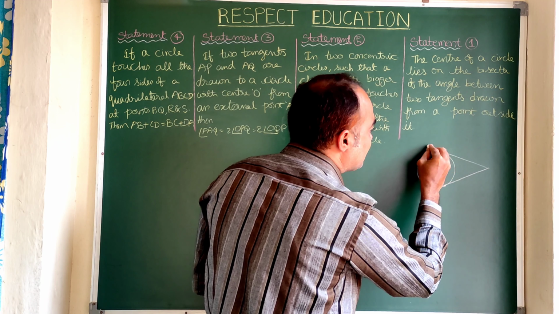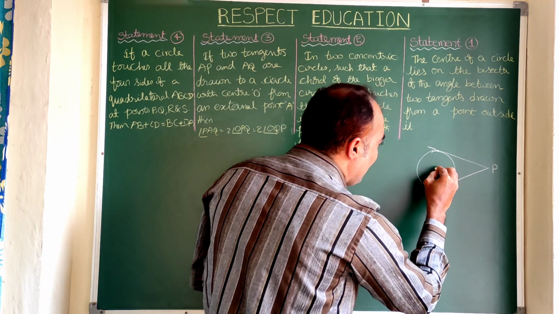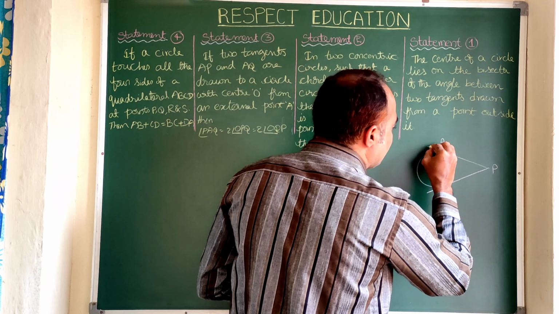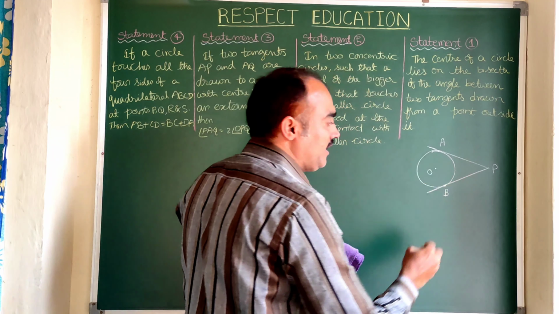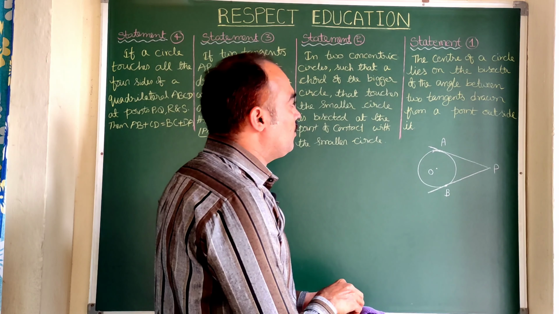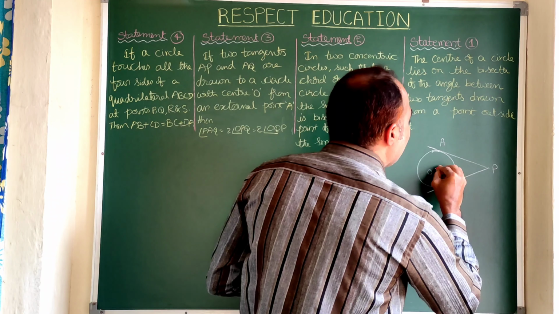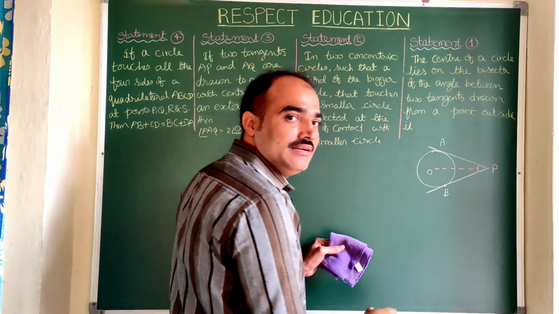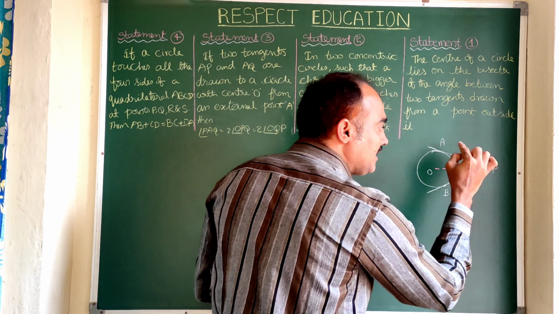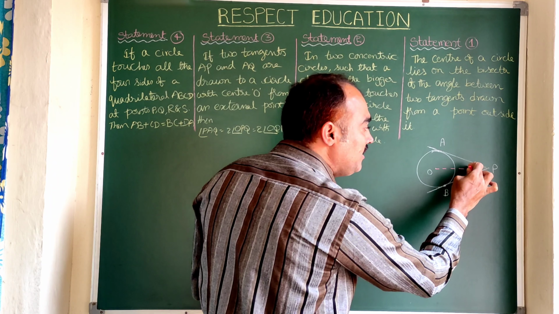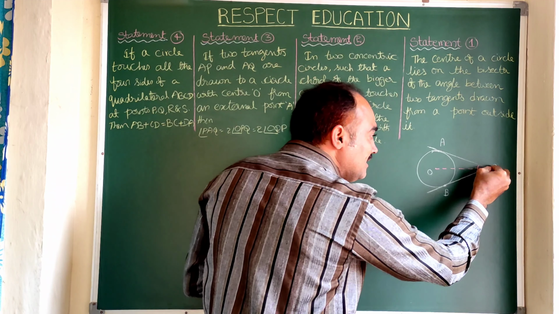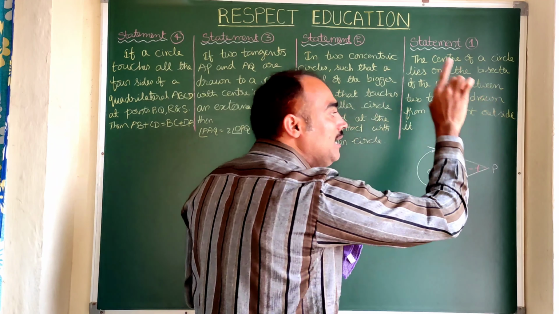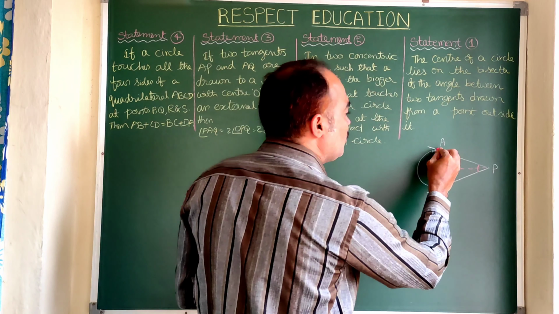Let us consider this point as P and let us take this circle with center O, and consider it as the point of contact A and this is the point of contact B. Now what we need to prove here is, the center lies on the bisector of this angle. That means if you bisect this angle, bisector means it is made into two equal parts, then O lies on OP, where OP is the angle bisector of angle P. That is what we need to prove.